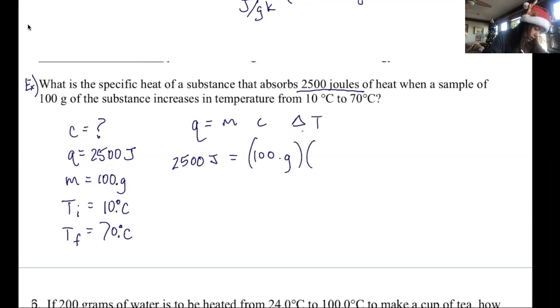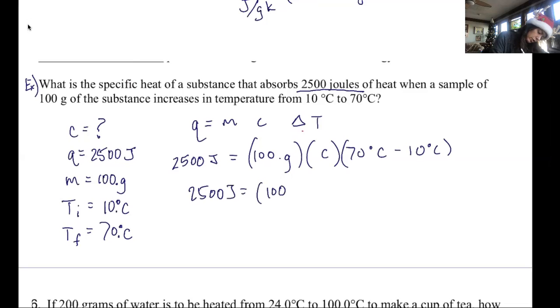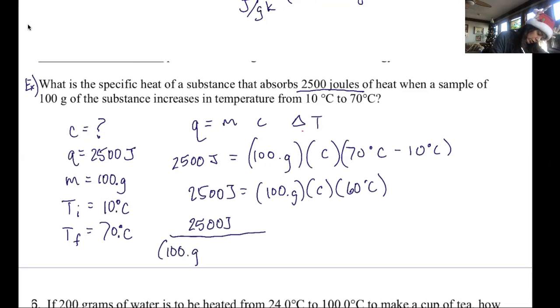I'm solving for my specific heat. My delta T is 70 degrees Celsius minus 10 degrees Celsius. That is 2,500 joules equals 100 grams times C times 60 degrees Celsius. That is 2,500 joules divided by 100 grams and 60 degrees Celsius equals C. That is C equals, all right, let's see, calculator.